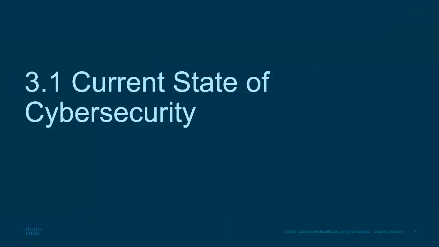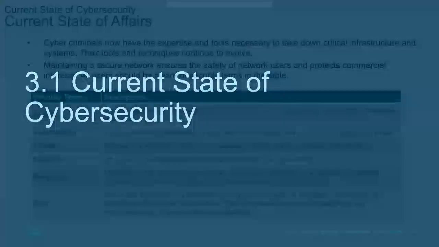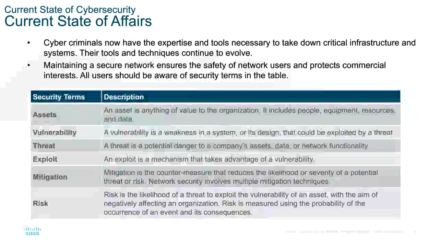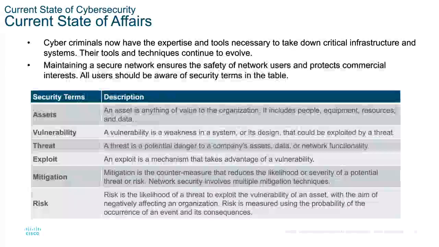So the first section is our current state of cybersecurity. In this one we'll start off with going through some terms used throughout the course. Assets are anything that the organisation puts a value on. This includes its people, equipment, resources and information/data.